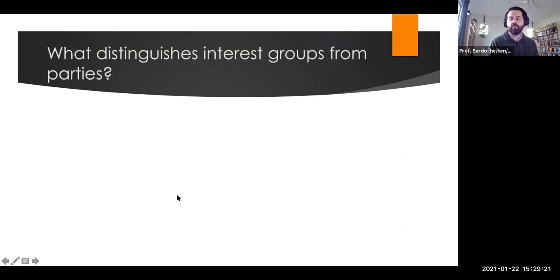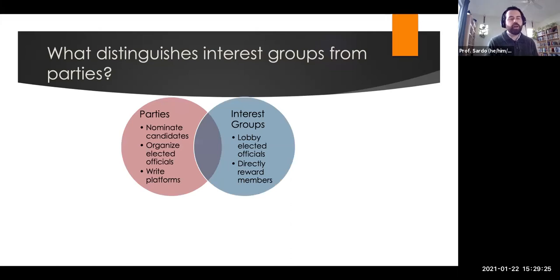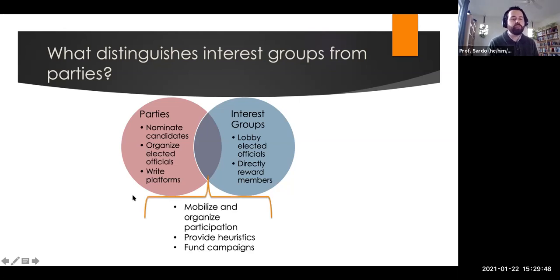So how do these distinguish from political parties? Well, on the one hand, parties nominate candidates, organize elected officials, and write platforms. Interest groups lobby elected officials. They don't select candidates themselves. They also provide rewards to members, whether that's some sort of swag or the promise of legislation that will benefit you. But all of them are trying to mobilize and organize political participation.